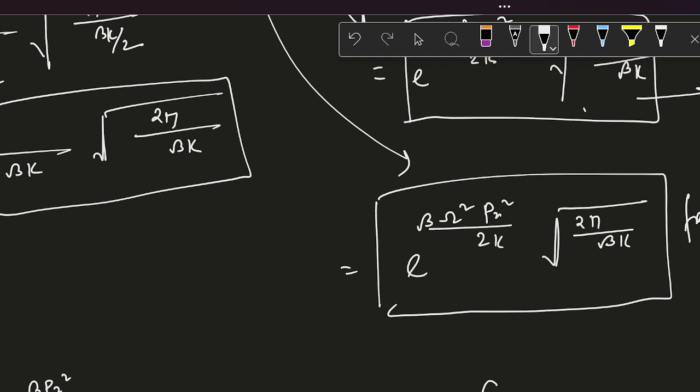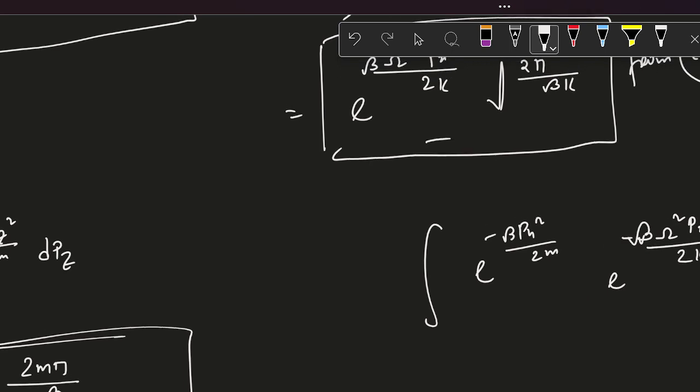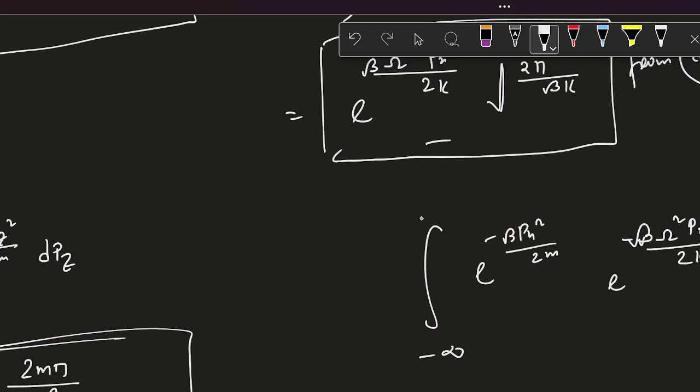That is e to the power minus β px squared by twice m, and the other term e to the power plus β ω squared px squared by twice k, with dpx, and this is again from minus to plus infinity. So you can reduce it to a Gaussian form by taking the constant out, and this will just be root over π by β by twice.